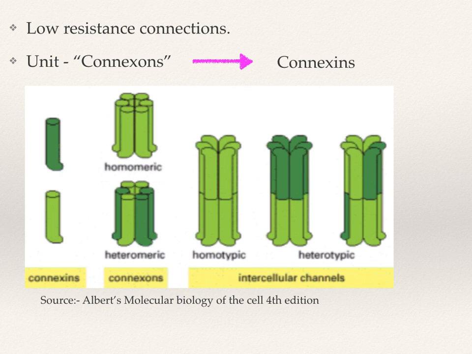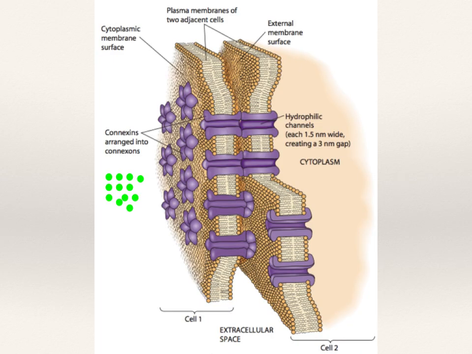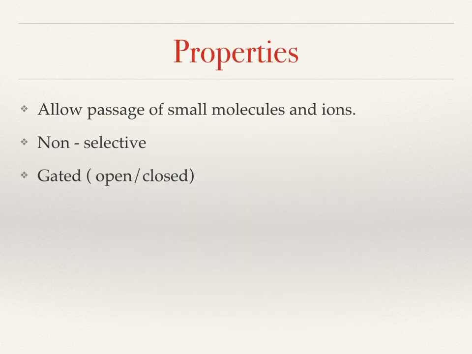So the various combinations will form connexons which can be homomeric and heteromeric, and these connexons will align in such a way that the two plasma membranes will form a single channel. This alignment can be homotypic and heterotypic. This is a three-dimensional model. We can see the function of gap junctions, that in between the two cells they will allow the passage of molecules across the cells. So now we will study what are the properties of these gap junctions.